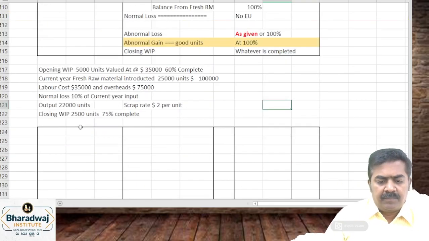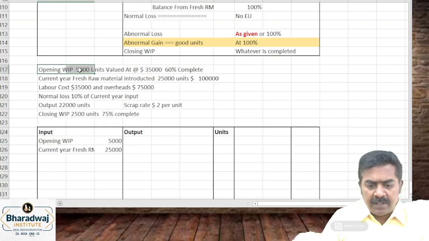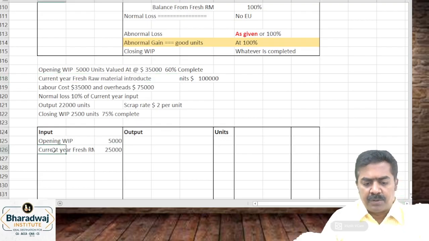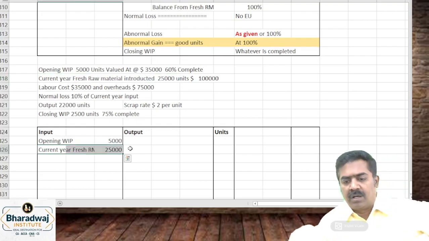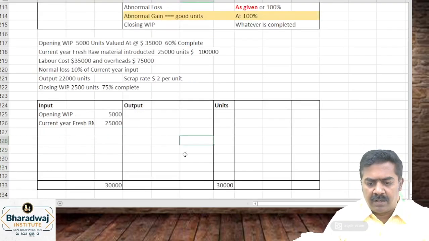Look at this. If you look at the input, opening WIP 5,000 units. Current year fresh raw material 25,000 units. From this we are going to continue the class today. I request you to go through this. Opening WIP 5,000. Current year fresh raw material 25,000.